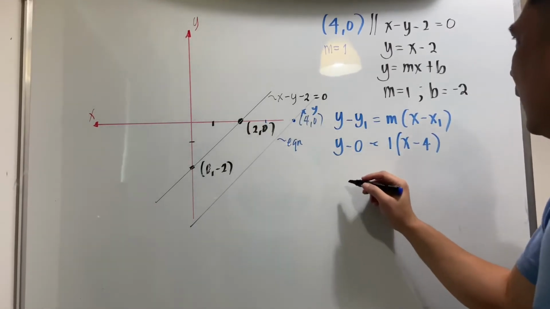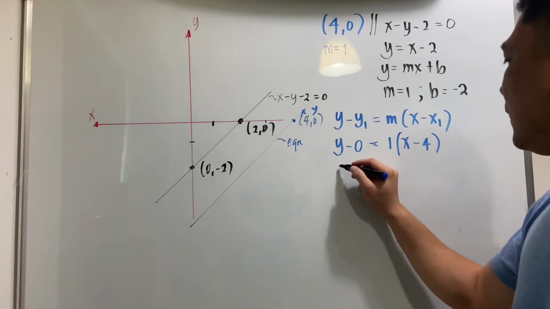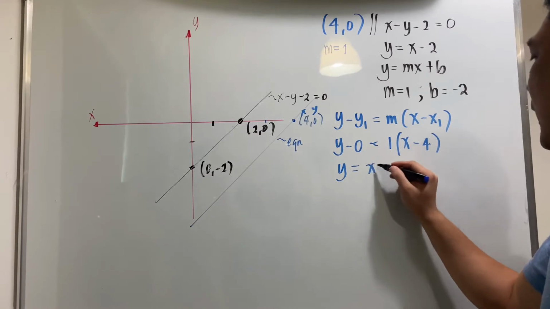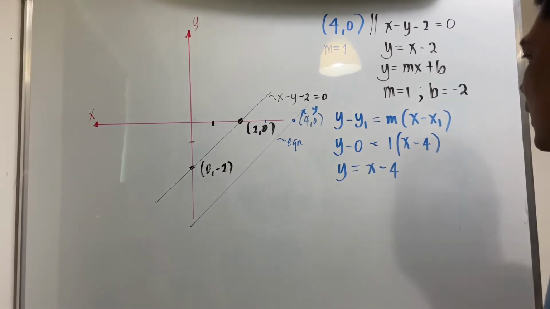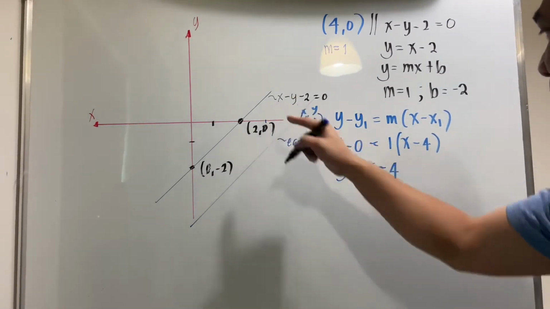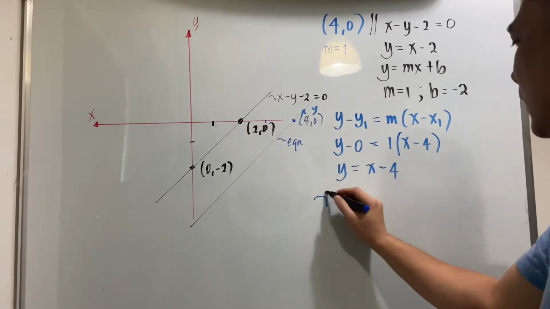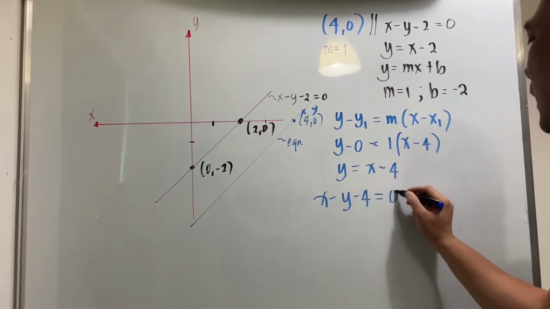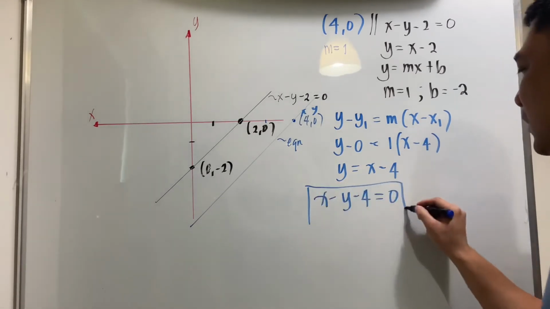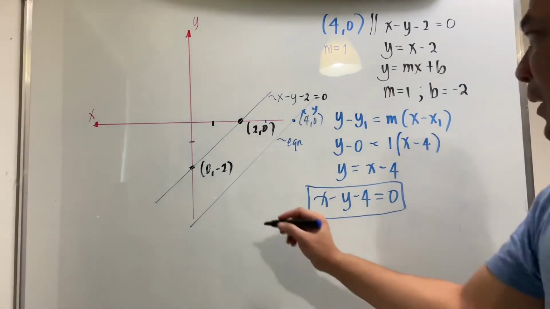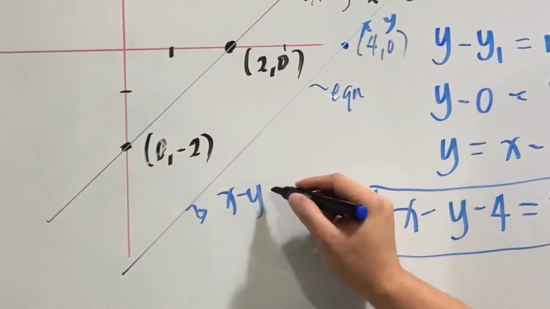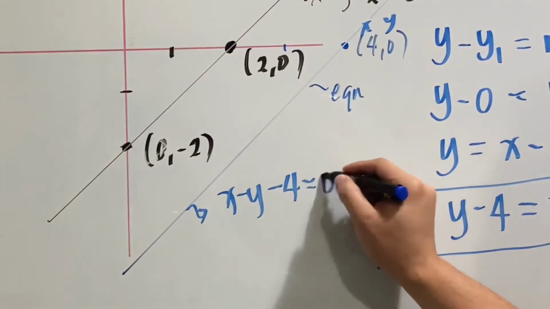So therefore you have y = x - 4. If you try to rewrite this same as the other one, this will be x - y - 4 = 0. So in other words, this line has an equation which is x - y - 4 = 0.